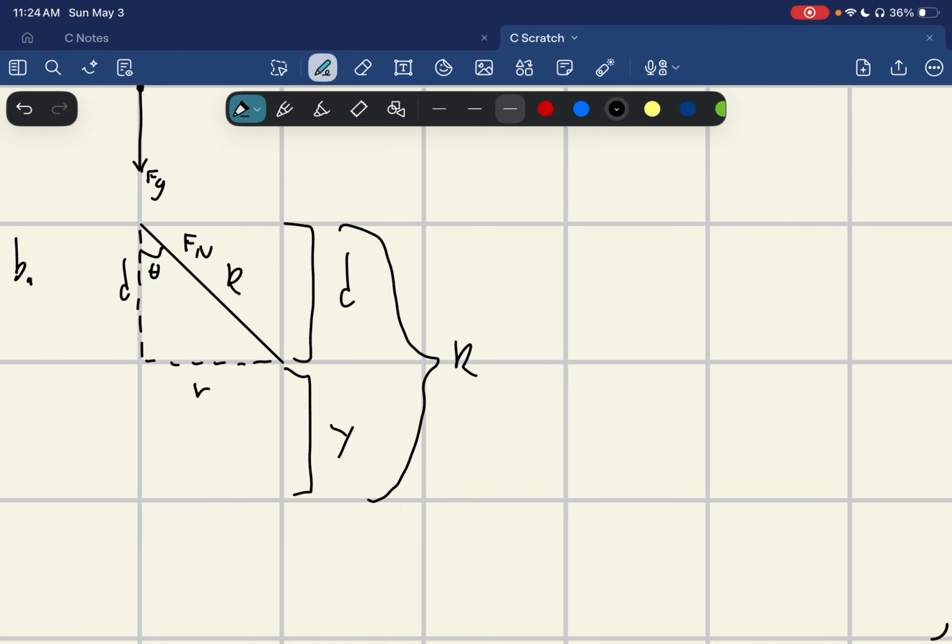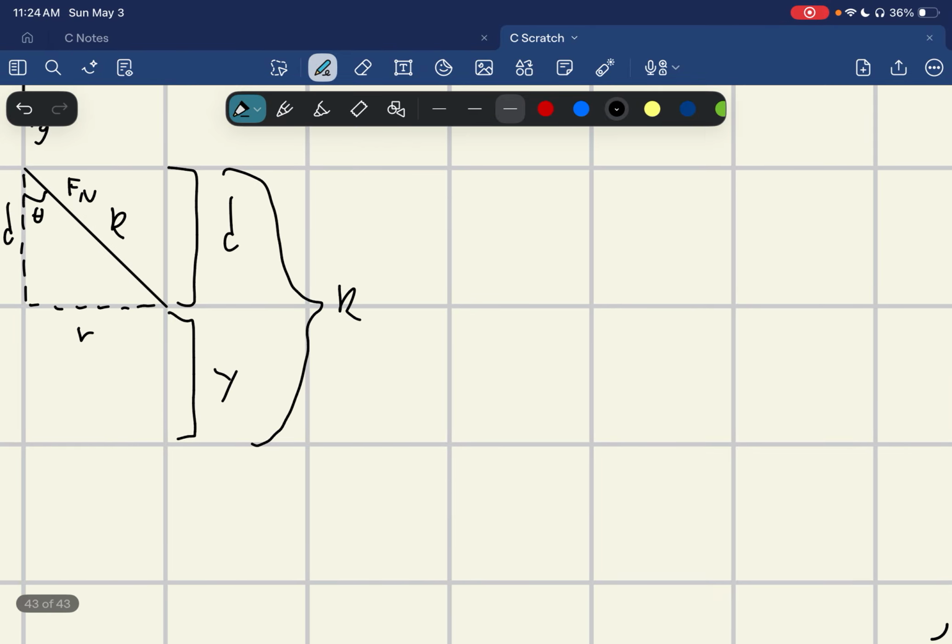we know that big R squared is going to equal d squared plus little r squared. And if we simplify for little r, it should be r is equal to the radical of big R squared minus d squared. And that I will use later.